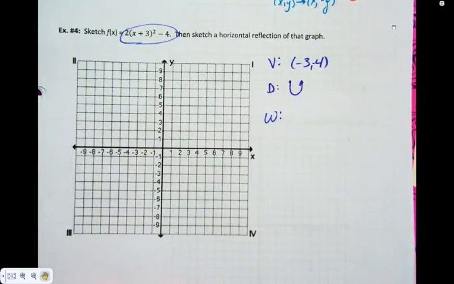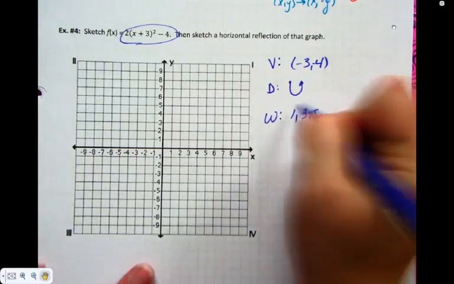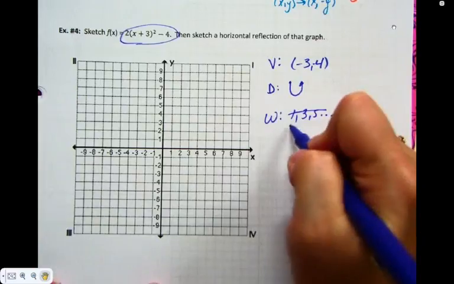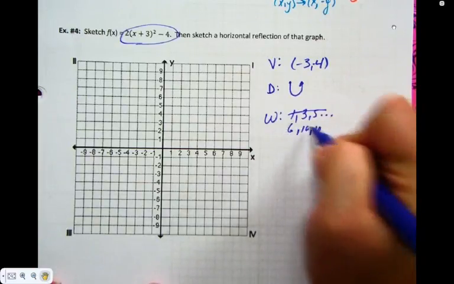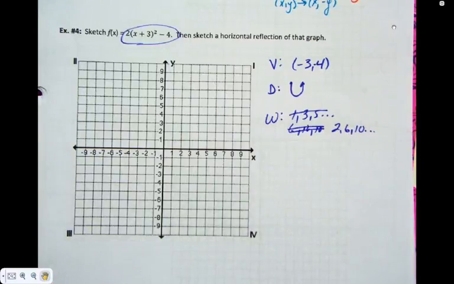And then what's this width part? What's going on there? So we know 1, 3, 5 is the standard width, but because we have the 2, it becomes 2, 6, 10. Oops. 2, 6, 10. Is that kind of coming back?